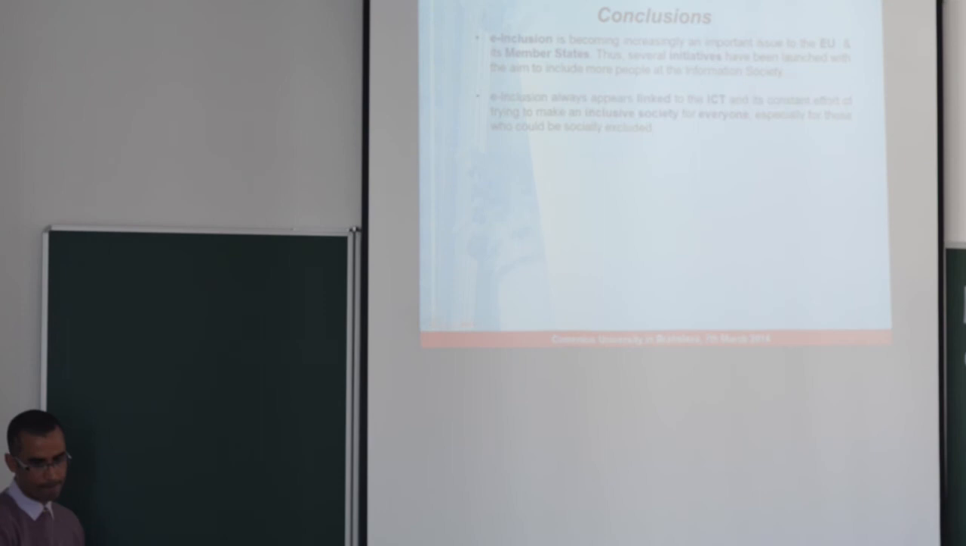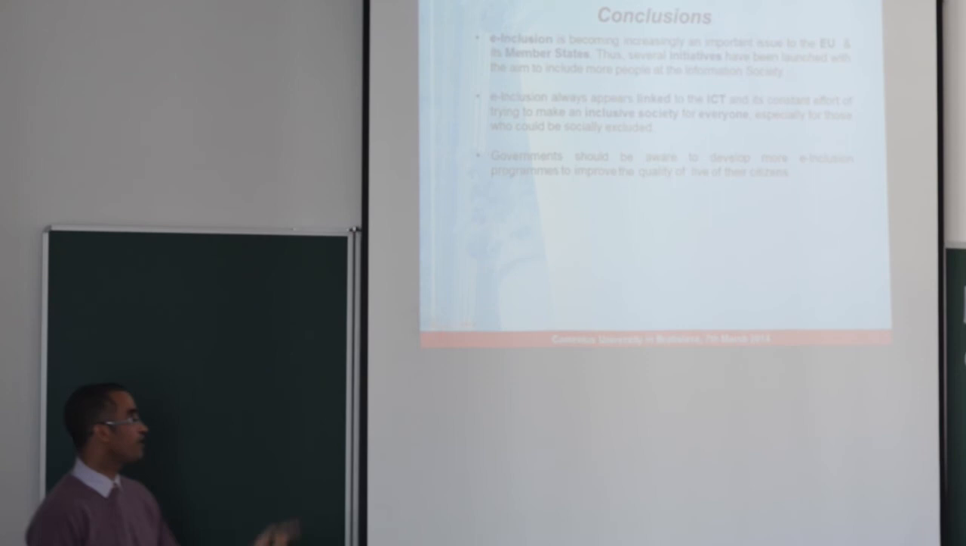So the next conclusion is that inclusion always appears linked to ICT. Without ICT, we can't include anybody. It's about trying to make an inclusive society for everyone, especially for those who could be socially excluded. Governments are very important, because to be included is not only to want it, people have to have the support of important authorities. So the awareness of the government is important for inclusion programs, because it also improves the quality of life of all citizens.